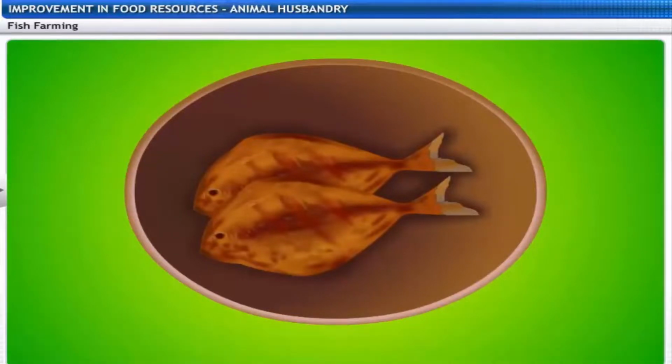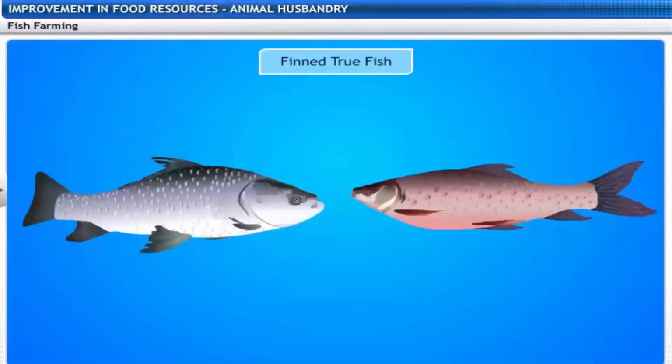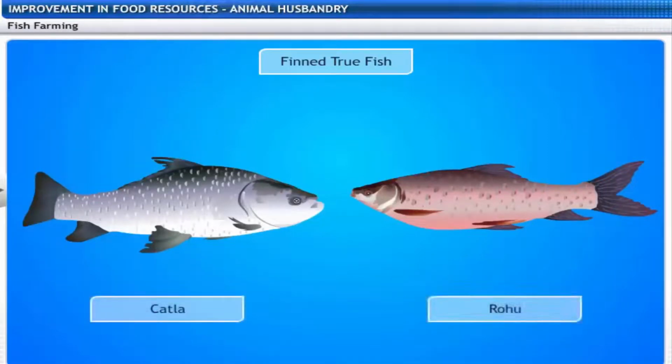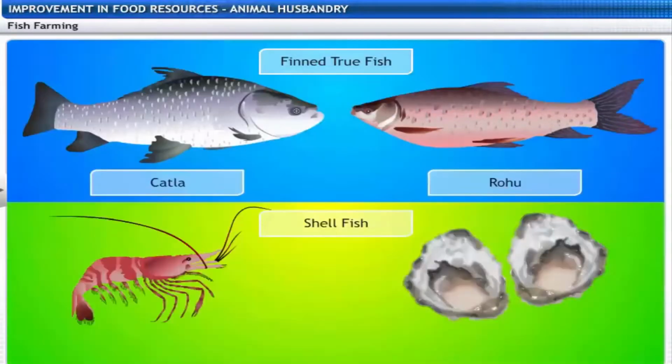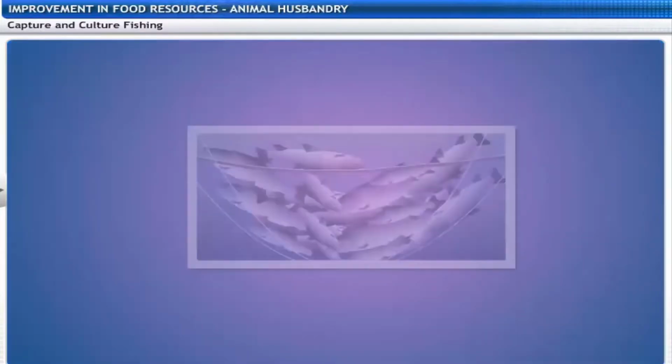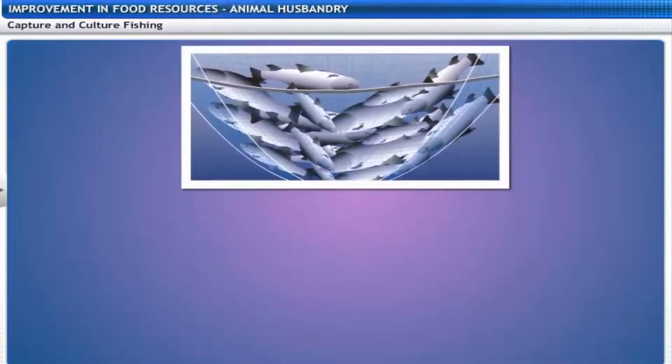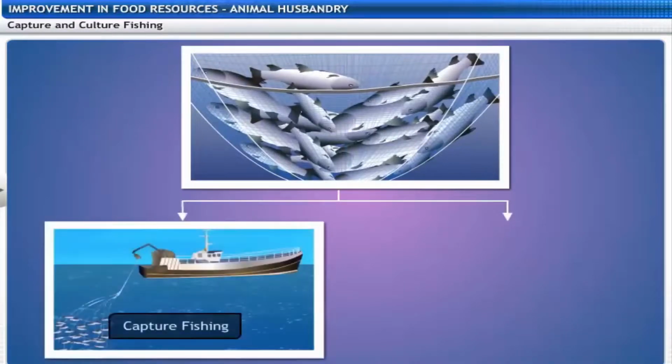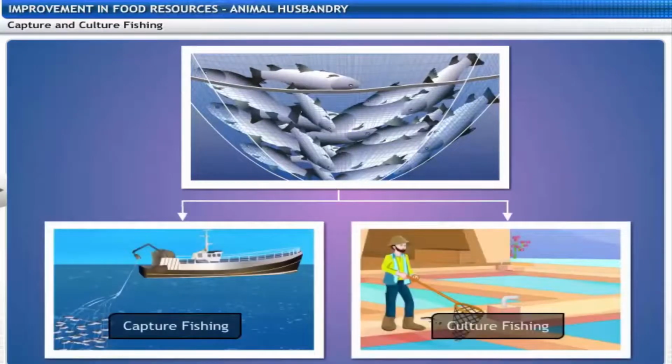Generally, fish production involves two main species of fish. Finned true fish such as katla and rohu, and shellfish such as prawns and mollusks. We obtain fish in two ways: capture fishing and culture fishing.